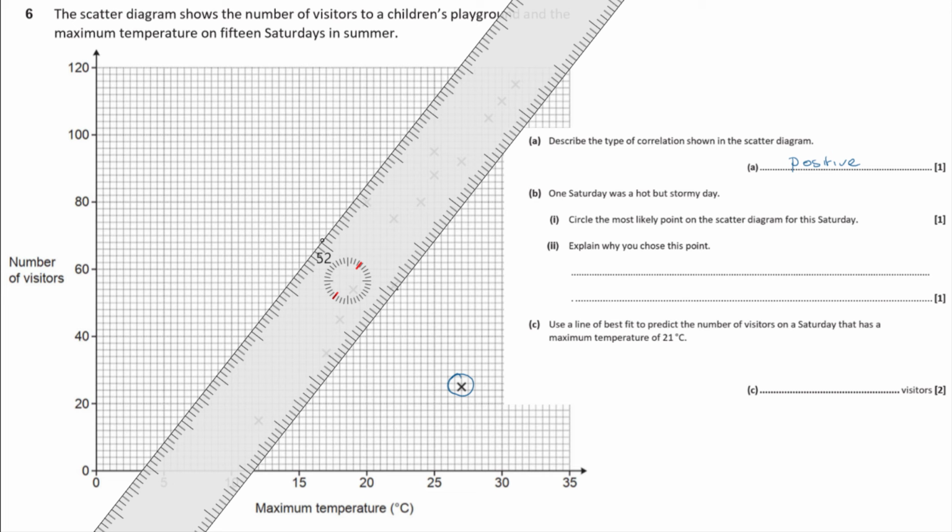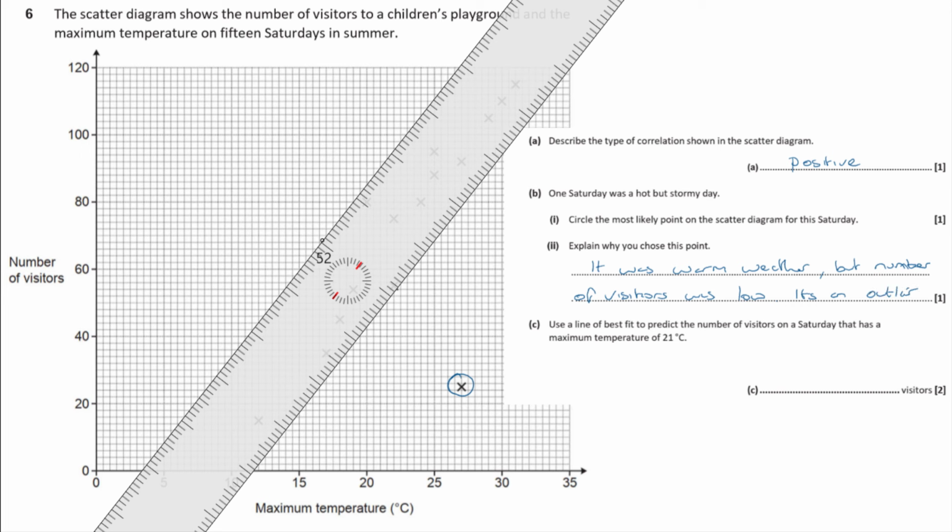Okay. Explain why you chose this point. Well, I chose it because it was hot, but the number of visitors was low. It was warm weather, but number of visitors was low. It's an outlier.